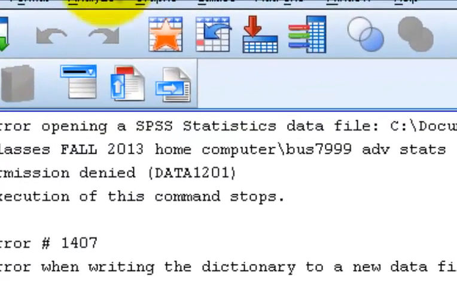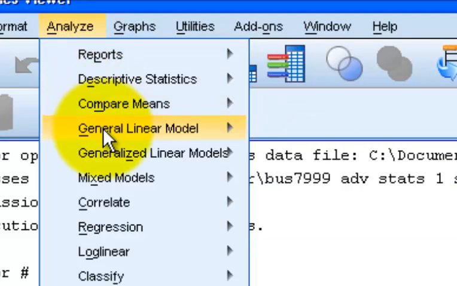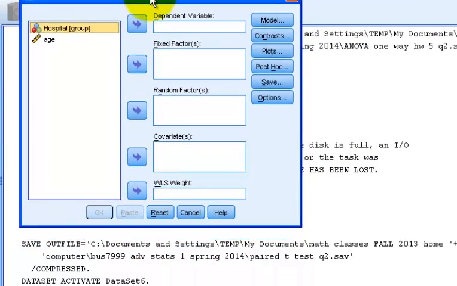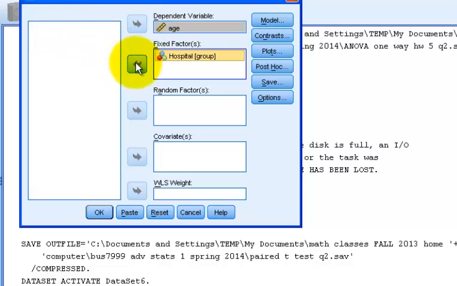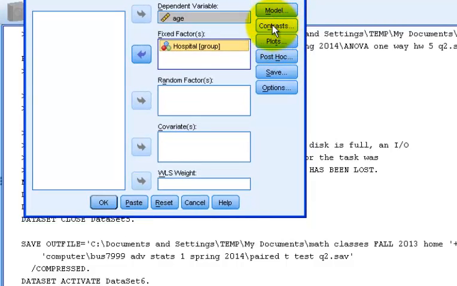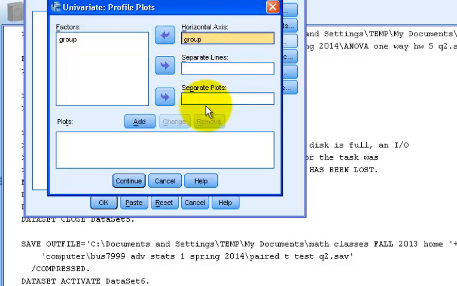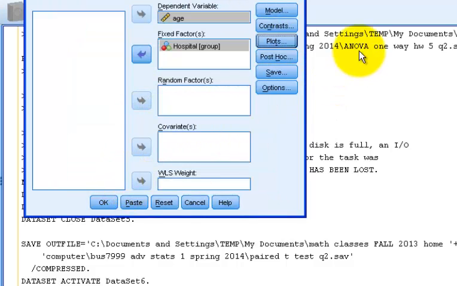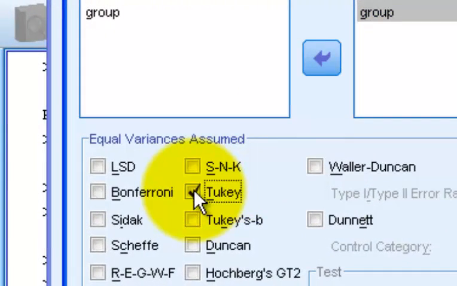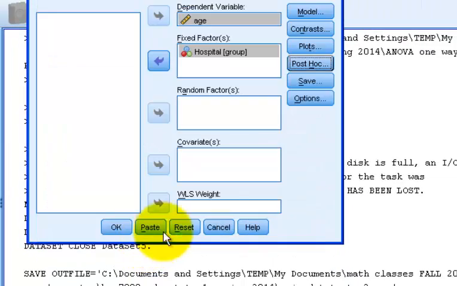So I'm going to go to Analyze, General Linear Model, Univariate because we only have one DV. Okay, and that DV is age, and we put that in that box, and we put the hospital into the fixed factor box. Remember, fixed factor means categorical IV in SPSS with the one-way ANOVA. So we're going to go look at the plots. Add. Post hoc tests. Probably we should do the Tukey test. We always do anyway.